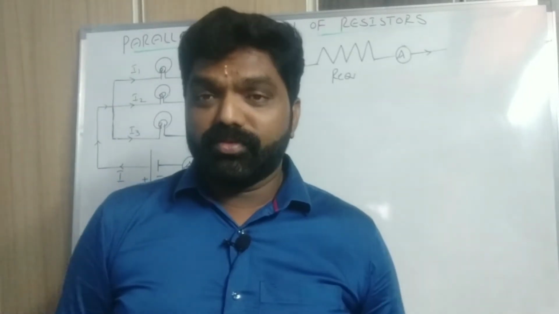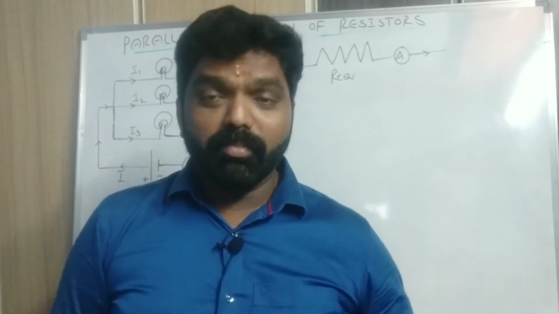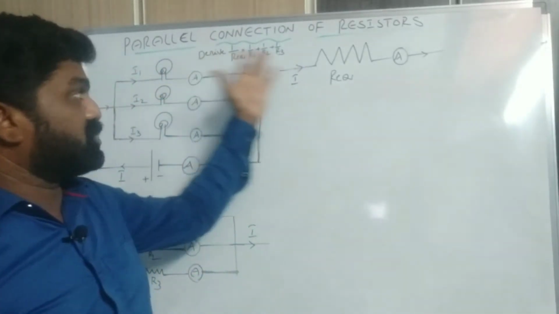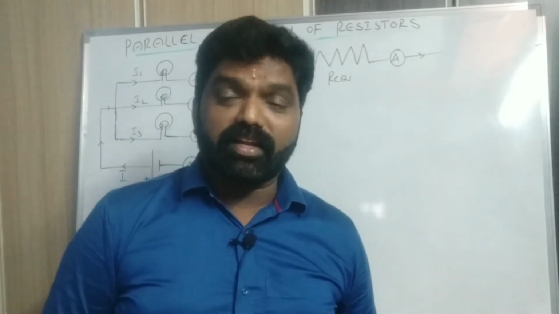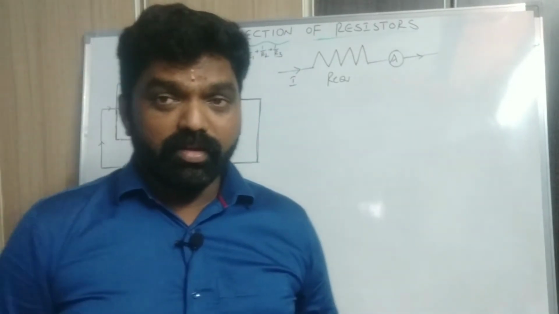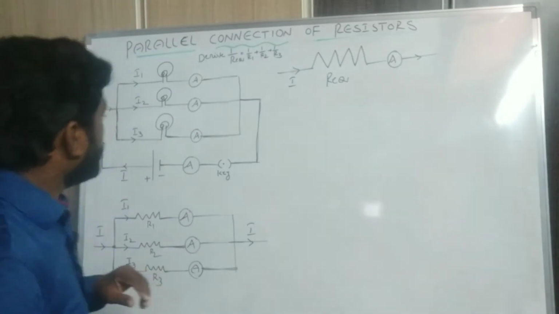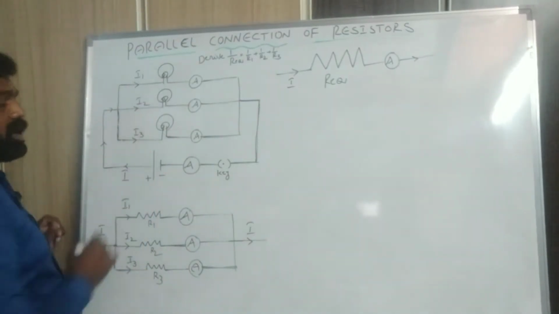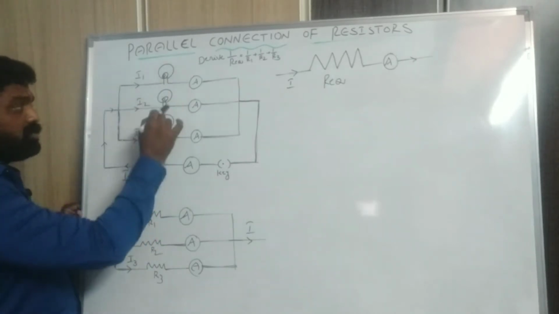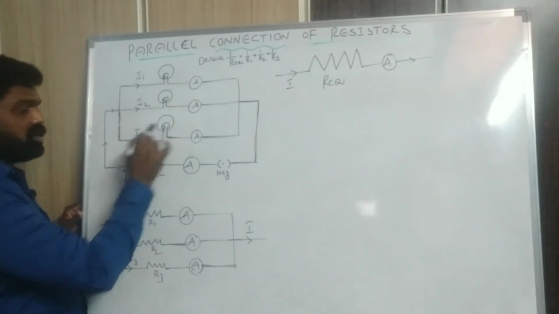Dear children, today we will discuss parallel connection of resistors. What happens when resistors are connected in parallel? Right. See here, three bulbs are connected in parallel. So these are the three bulbs: first bulb, second bulb, third bulb.